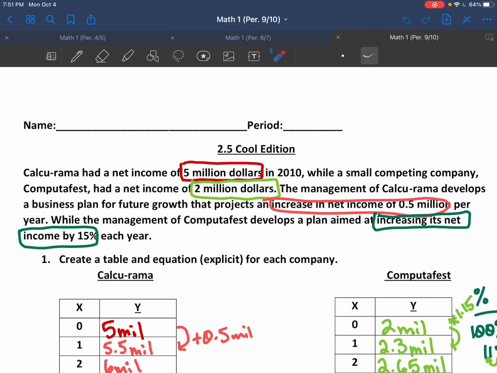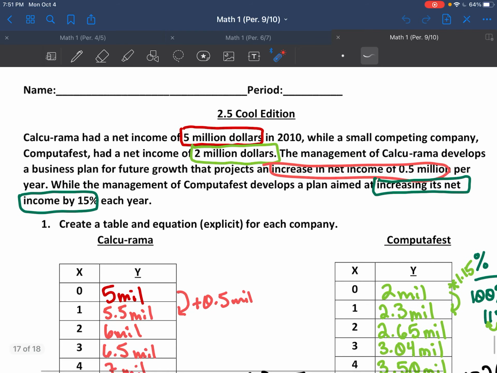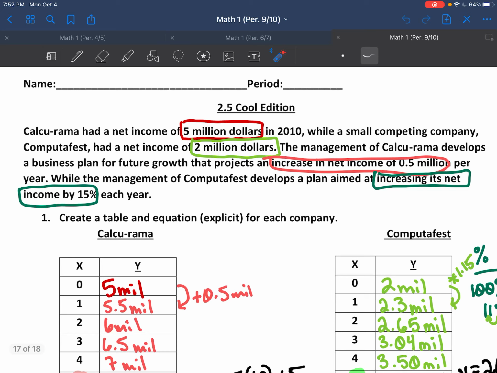The management of Calcurama develops a business plan for future growth that projects an increase in the net income of $0.5 million per year. This increase means that we are going to add $0.5 million. We do not multiply this. This is not a percent. If it says increase with a decimal, we add. So that means we have 5.5 mil at year 1. At year 2, we have 6 million. At year 3, we have 6.5 million. At year 4, we have 7 million. And then year 10 on your paper, we're not going to get to that yet.